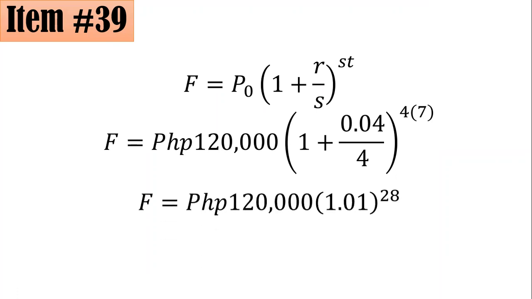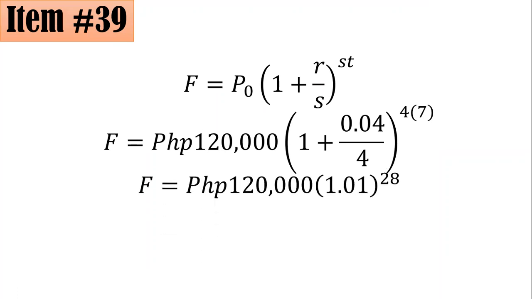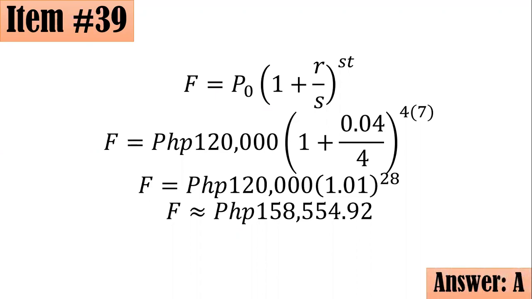And I believe you also consider this in the work of Mr. Mitra. This will be 120,000 times 1.01. The inside here will simplify to 1.01. And we have the 4 times 7 here, which is 28. And indeed, it's approximately 158,554 pesos and 92 centavos. So again, letter A is our correct answer.